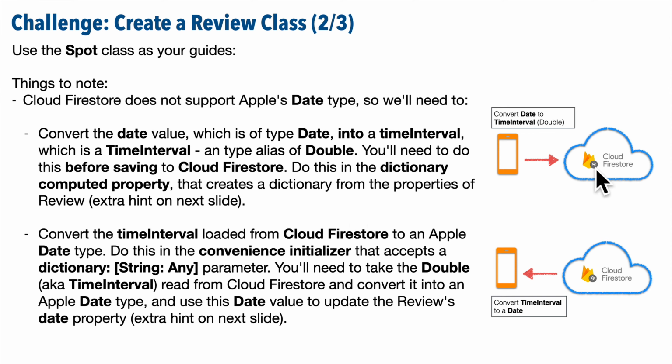You're going to do this in the dictionary computed property that creates a dictionary from the properties in the review. So again, this is going from our review object out to Cloud Firestore. We're going to take the date and turn it into a time interval as part of turning our review into the dictionary that we're about to save to Cloud Firestore.